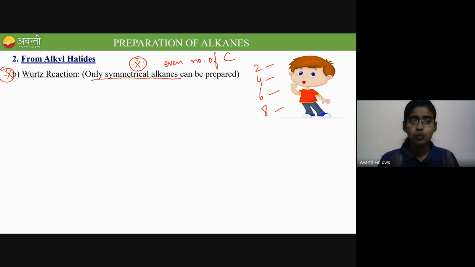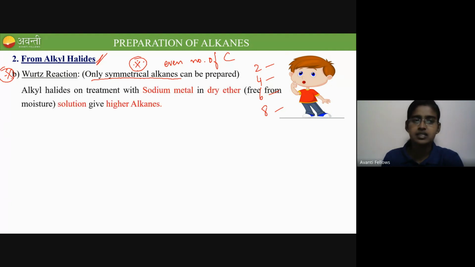Now, what is the reaction? What is Wood's reaction? In Wood's reaction also, we are going to take one of the reactants as alkyl halide only. So, alkyl halides on treatment with sodium metal. So here the metal is sodium. In the previous reaction, who was the metal? What is the name of the metal used in the last reaction from alkyl halide?